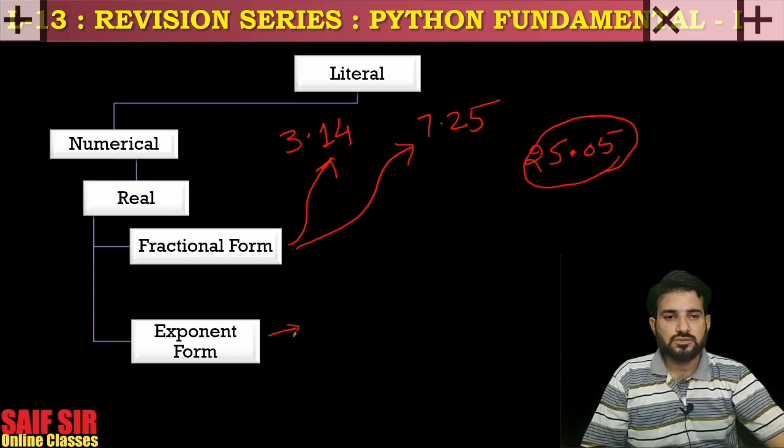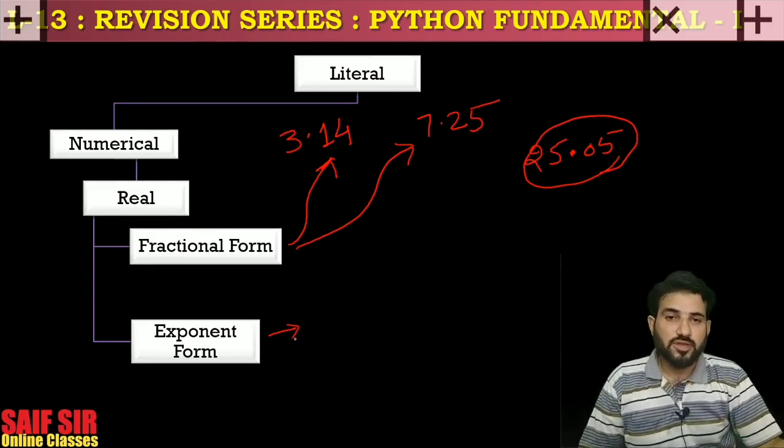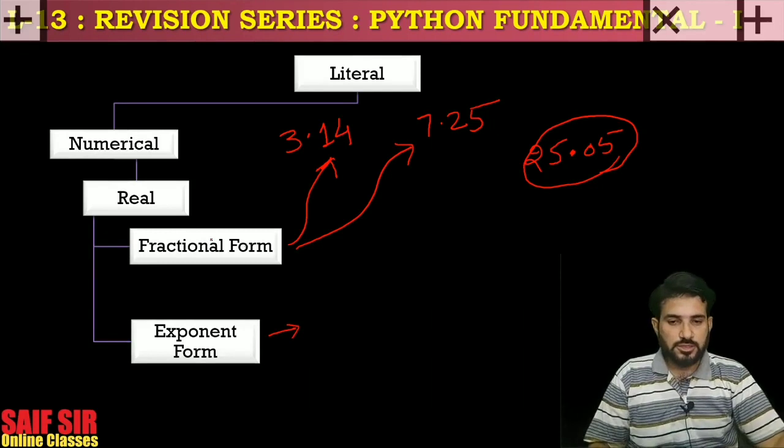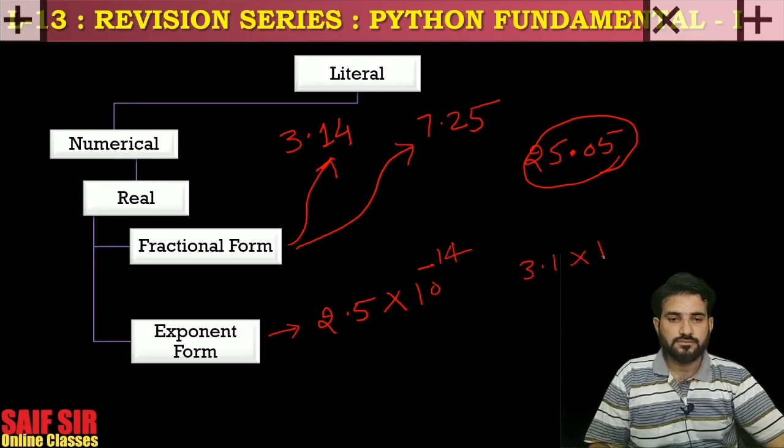But there are some values which are very, very small or very, very large. So those numbers are represented using exponential form or exponent form. For example, 2.5 into 10 to the power minus 14. Similarly, 3.1 into 10 to the power 26, like this. So that kind of thing.